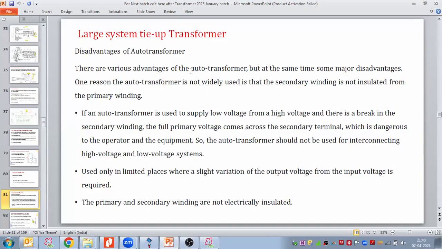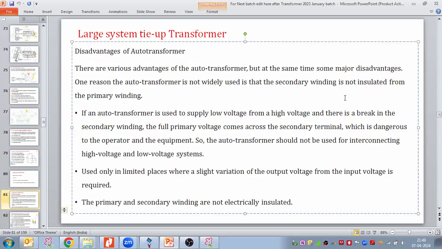One reason the auto transformer is not widely used is that the secondary winding, the IV or LV side, is not insulated from the primary winding, or the LV side is not insulated from the HV side. The secondary winding, I can put here LV or IV, whatever you want, is not isolated from the primary winding, or it would be better to write the HV side. So what is the issue if not isolated?